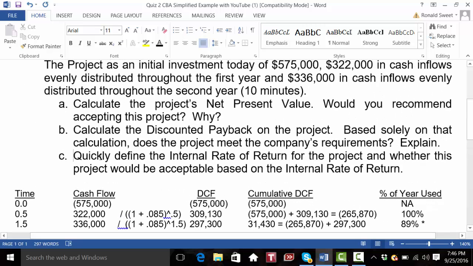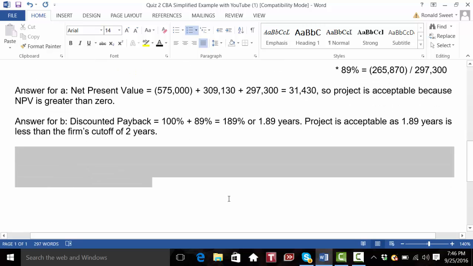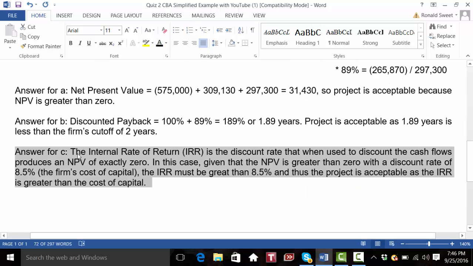The last questions ask you to define, but quickly define. It can be a really quick answer. I'll show you the answer I use. Quickly define internal rate of return, and is this project acceptable based on the internal rate of return? And what we say here is the internal rate of return is the discount rate that, when used to discount the cash flows, produces a net present value of exactly 0.